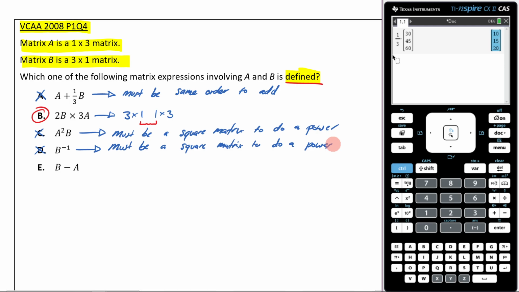All right, perfect. We now are going to the next one. Here we've got B minus A. Again, this isn't going to work for the same reason A didn't work. We're going to say it must be the same order to subtract. And that's it. We're all done. That's how it works. B is going to be my answer there. Hopefully you can follow through the logic of each of those, and I'll see you later.